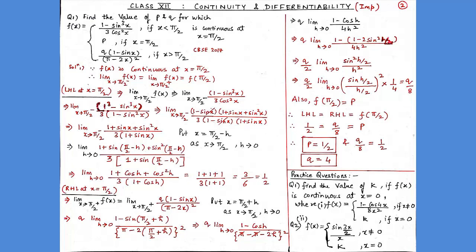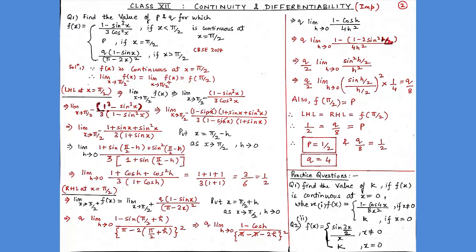So from here, when we substitute our limit h tends to 0, we get 1 plus cos 0, which is equal to 1. Therefore student, from here we get 3 upon 6, which is equal to 1 upon 2. And now we will take the right hand limit at x equals pi by 2. So we can write this as limit x tends to pi by 2 plus f(x).